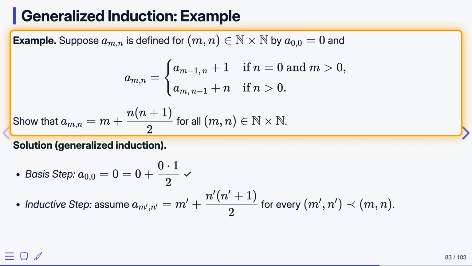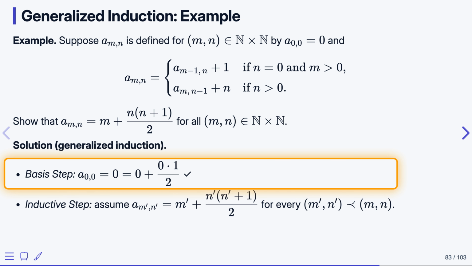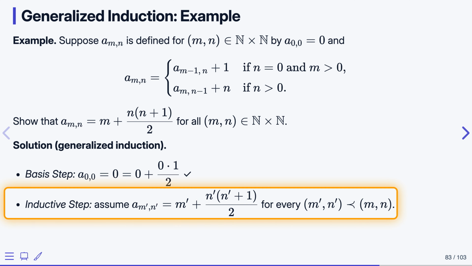We want to prove a closed formula. It says a sub-m,n equals m plus n times n plus 1 over 2. The basis step checks the pair 0, 0. Both sides come out 0. The inductive step assumes the formula for every pair that comes earlier in dictionary order. The two cases are worked on the next slide.